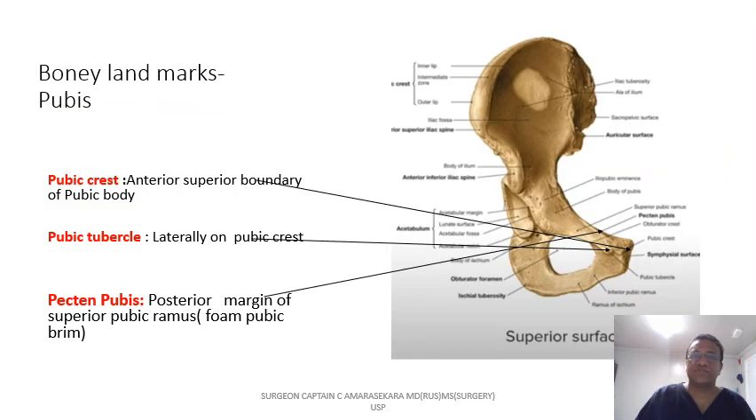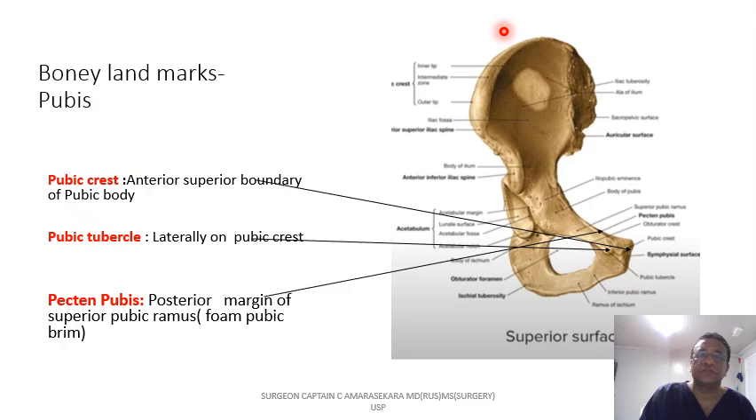Let's now examine the superior surface of the pubic bone, which plays a key role in pelvic stability and serves as a reference point in both anatomy and surgery. There are three important landmarks to note. What are they? Pubic crest, pubic tubercle, and pectineal line of the pubis. So we'll go one by one.